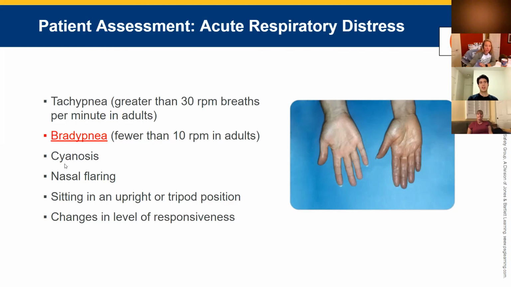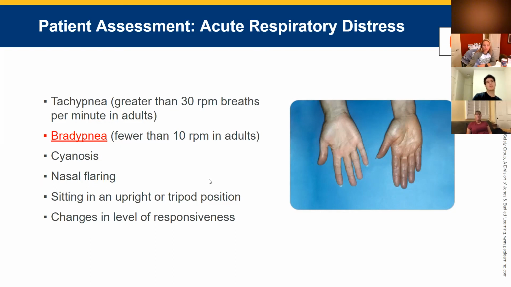Cyanosis. Remember, cyan means blue. So cyanosis is a blue tint to the skin. It's going to be a sign you're not getting enough oxygen. So you can see this bluish color to these fingers. That's cyanosis. Cyan means blue. All right, nasal flaring, just a sign you're having difficulty breathing.